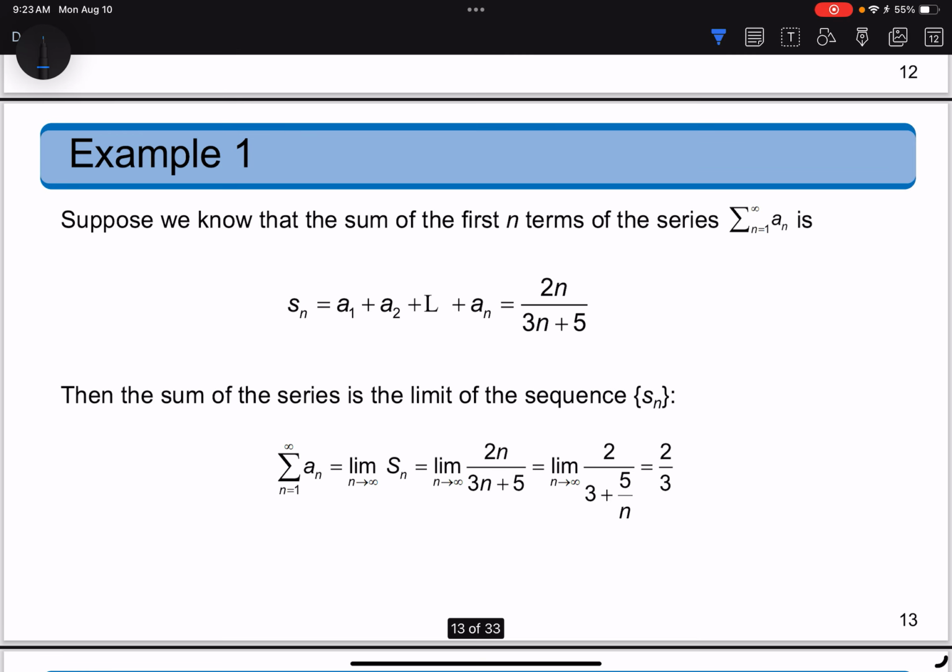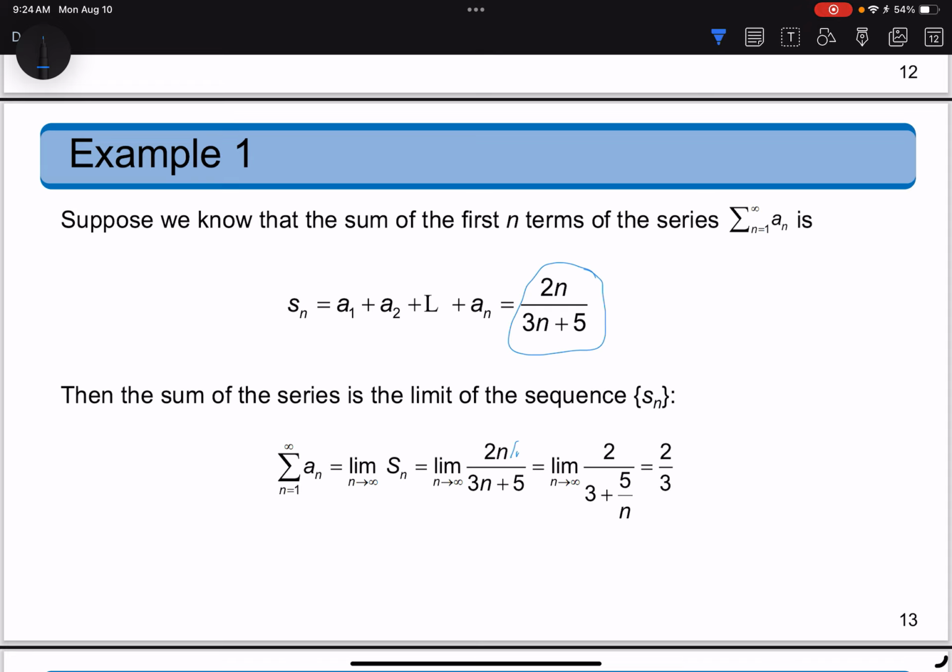Suppose that the sum of the first n terms of the series summation of a sub n for n equal to 1 to infinity is given by a general term, 2n over 3n plus 5. So the sum of the series is the limit of the sequence. So what we're just going to do is to evaluate the limit of the sequence as n approaches infinity. So we can divide both numerator and denominator by n.